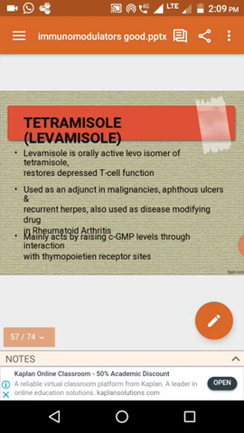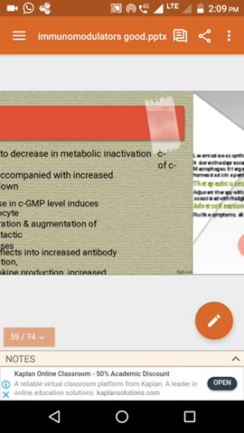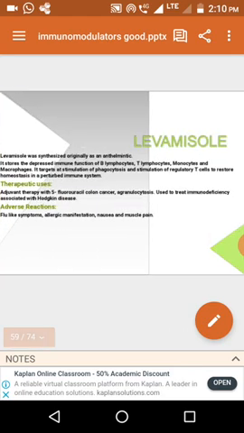First is levamisole. Levamisole is the levo isomer of tetramisole. How does it act as an immunostimulant? It restores the functions of immunity cells, mainly reactivating B lymphocytes, T lymphocytes, monocytes, and macrophages. With this, there is an increase in the phagocytic function of macrophages, as well as stimulation of regulatory T cells. So this is the mechanism of action of levamisole.